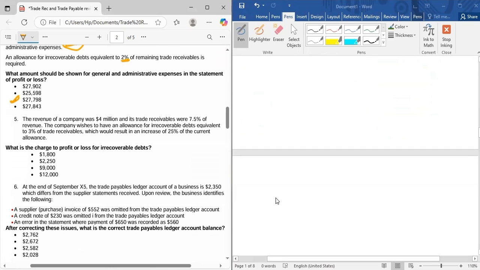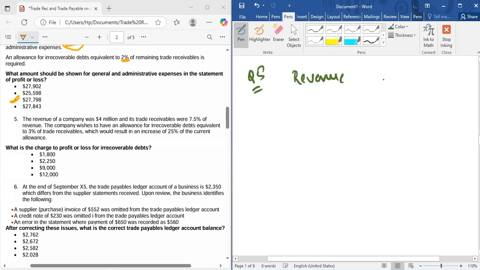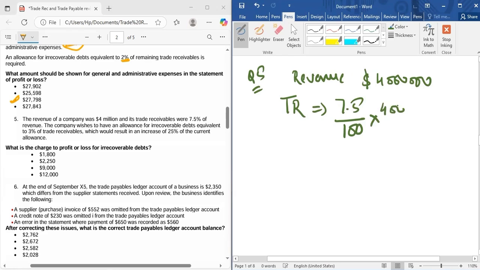The revenue of a company was $4 million. Revenue means sales. So they were $4 million. And its trade receivables were 7.5% of revenue. So trade receivables were 7.5%, I can write it like this, of revenue, which is this figure. So let us calculate the trade receivables. This would come out to be $3 lakh, or I can say 0.3 million.